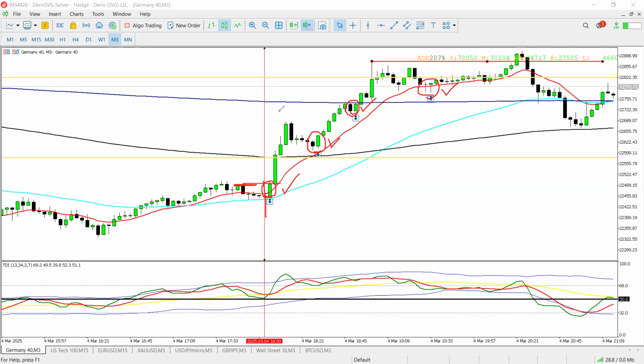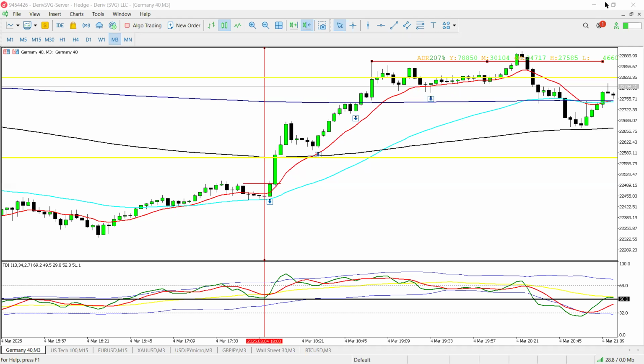But again, the best thing you want to do is catch the trade soon after 8 p.m., or on the second retest just after 8 p.m. Try to avoid trading at 10 p.m. GMT plus 2, because usually around that time, price might go sideways.